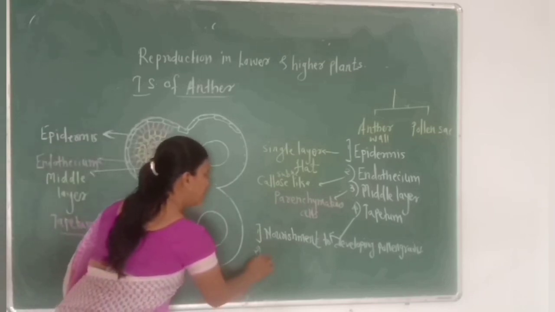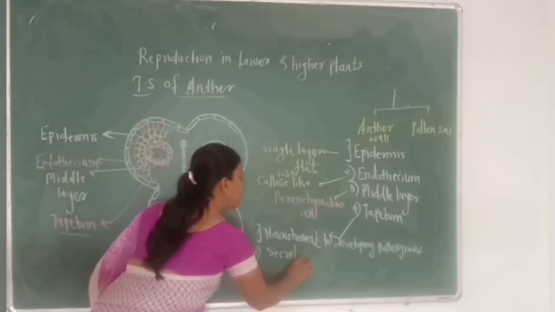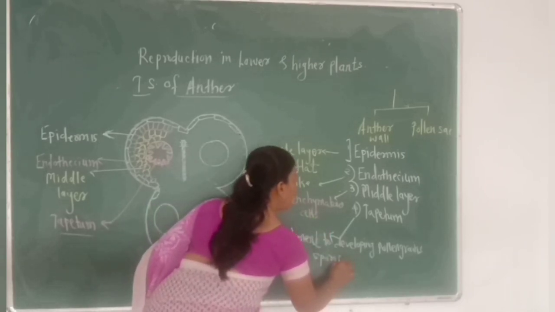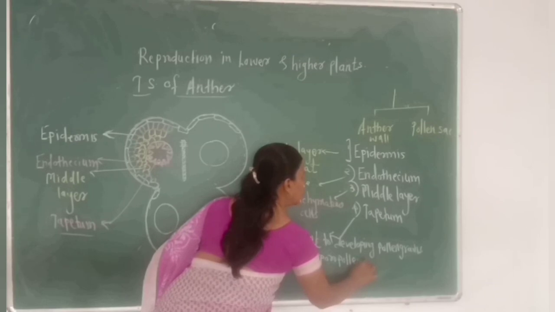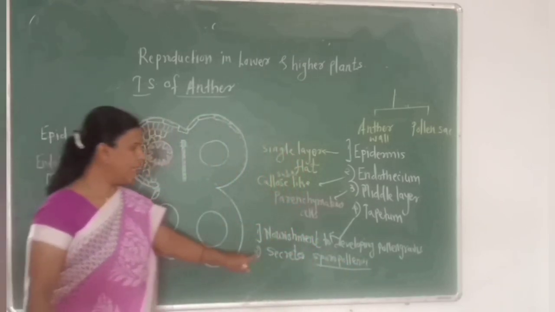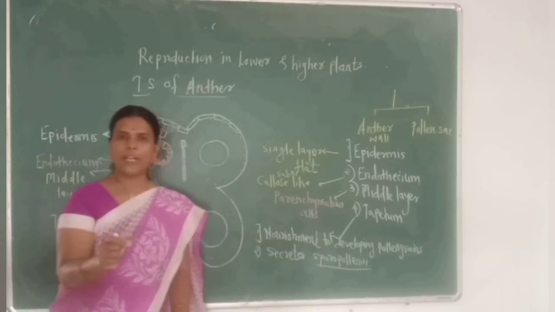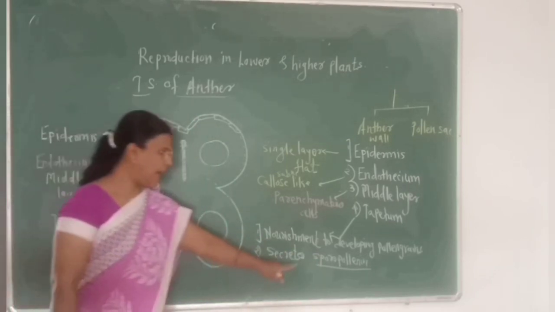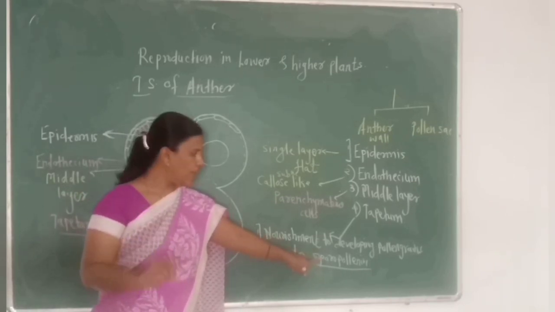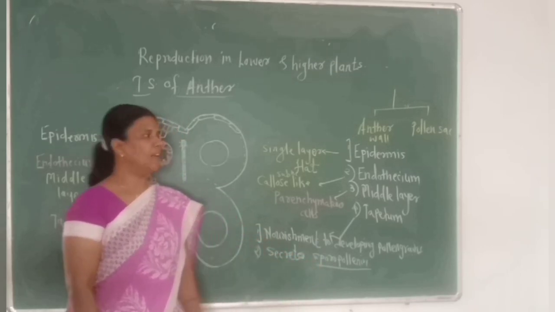Then the second function of tapetum is that the tapetum mainly secretes a chemical substance which is called sporopollenin. And this sporopollenin is mainly present on the outer wall of the pollen grain which is called the exine, and the main function of sporopollenin is that it protects the pollen grain from biological and chemical decomposition.